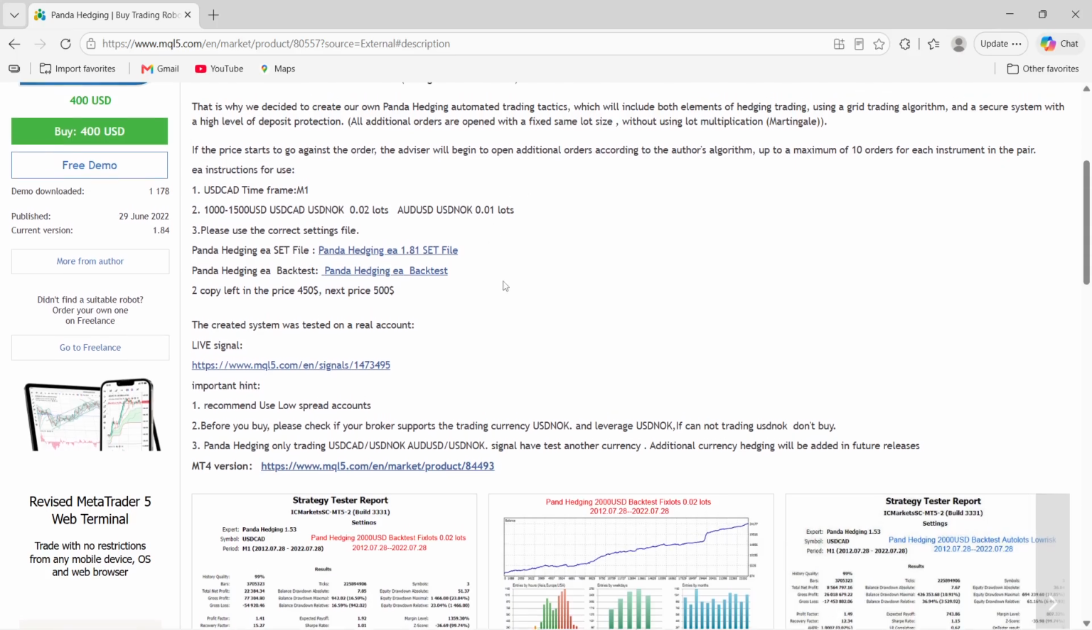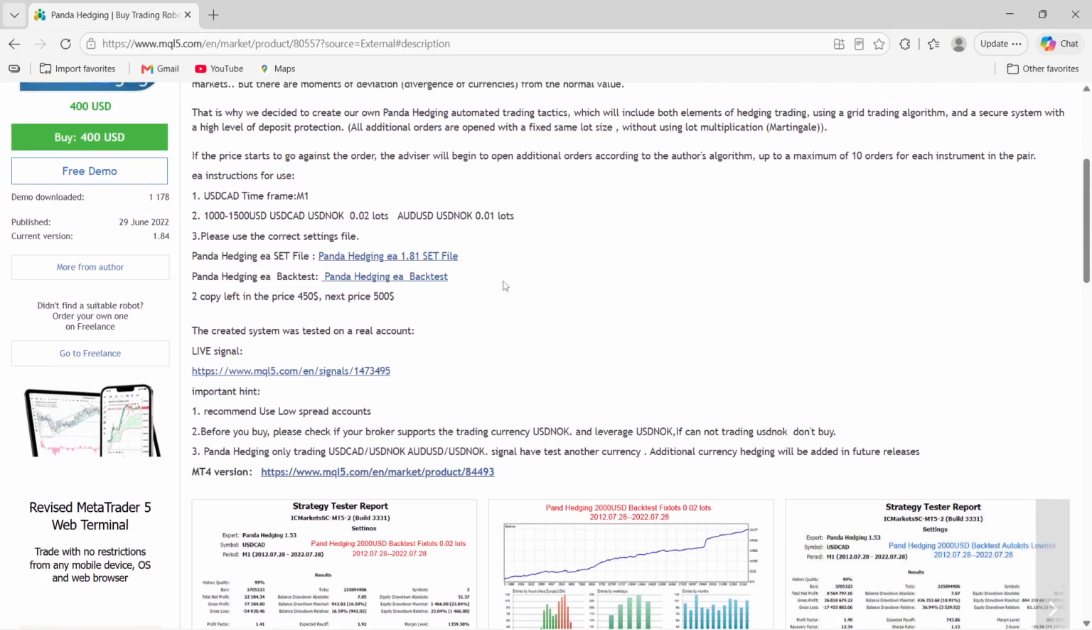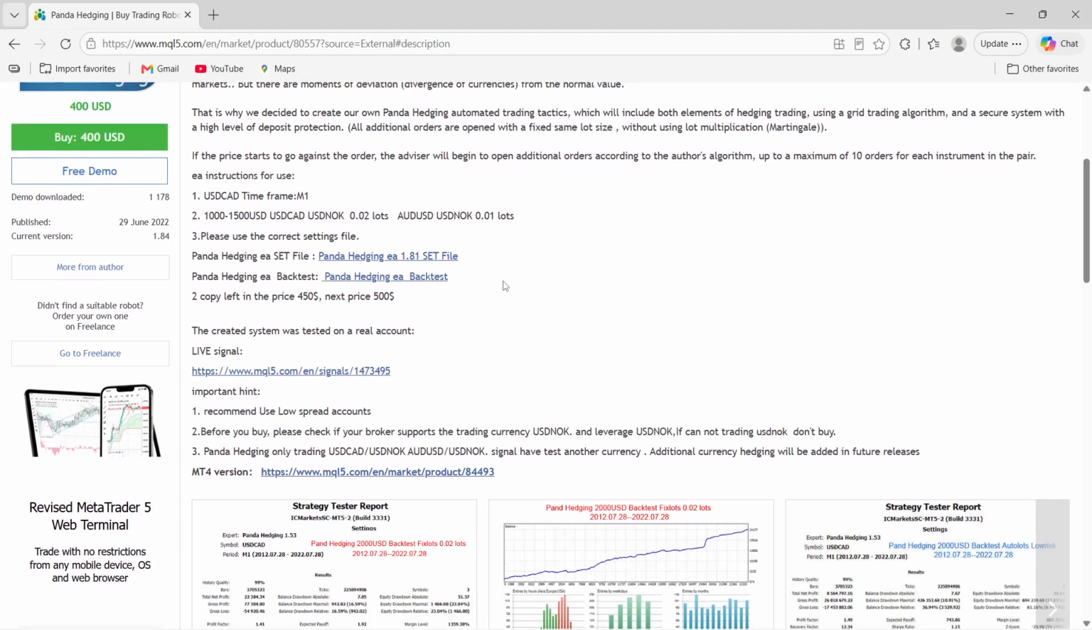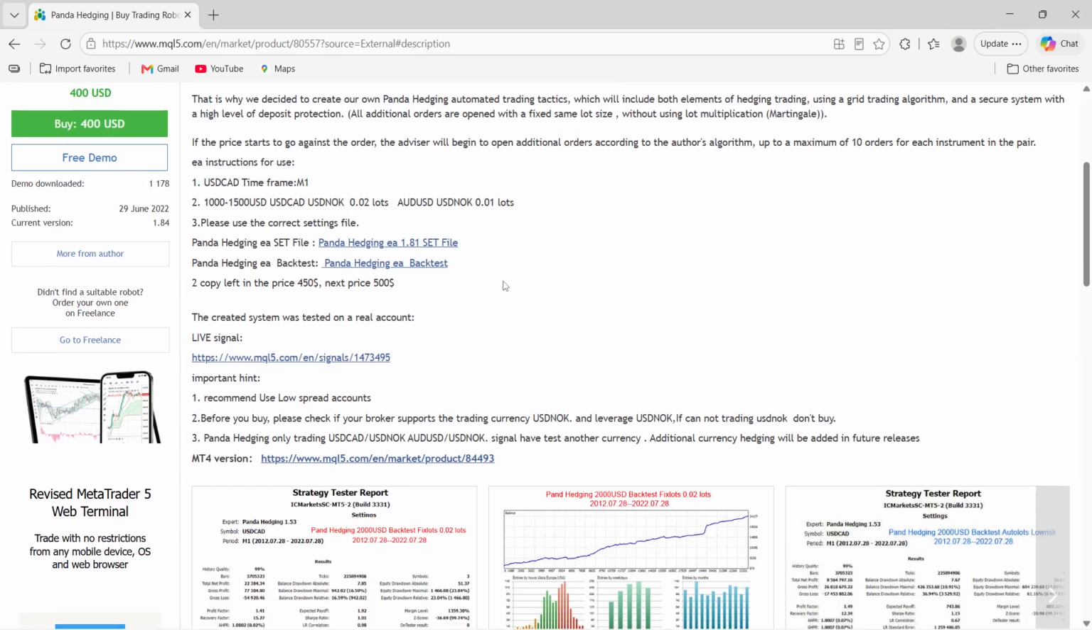All right, overall, if you just read the page with me, the story is this is a non-martingale hedging grid on a few correlated pairs, capped at 10 orders, fixed lots, with some protection features and a long, smooth backtest. The language leans heavily on deposit safety, stability, and the idea that it works best on specific time frames.